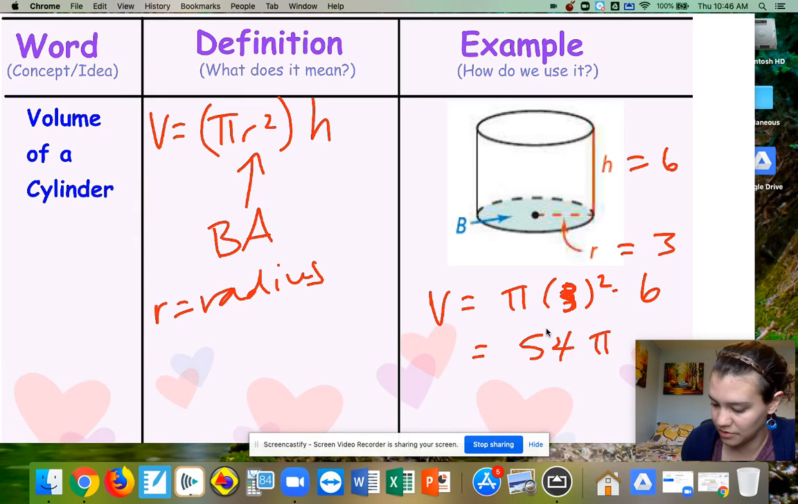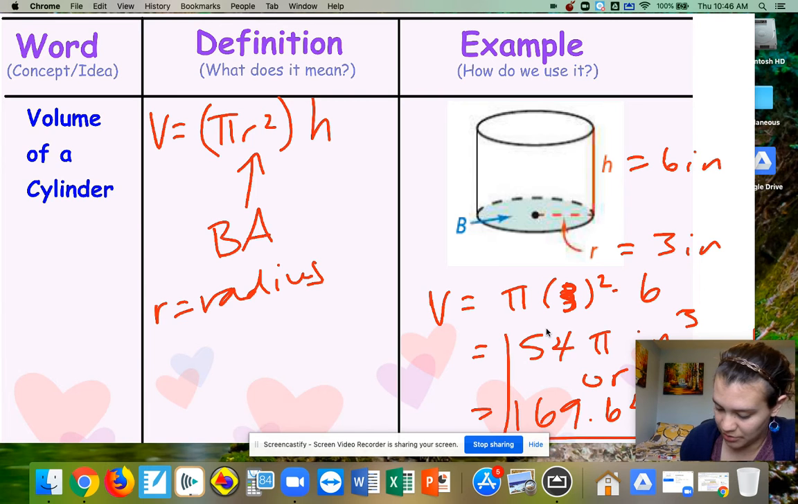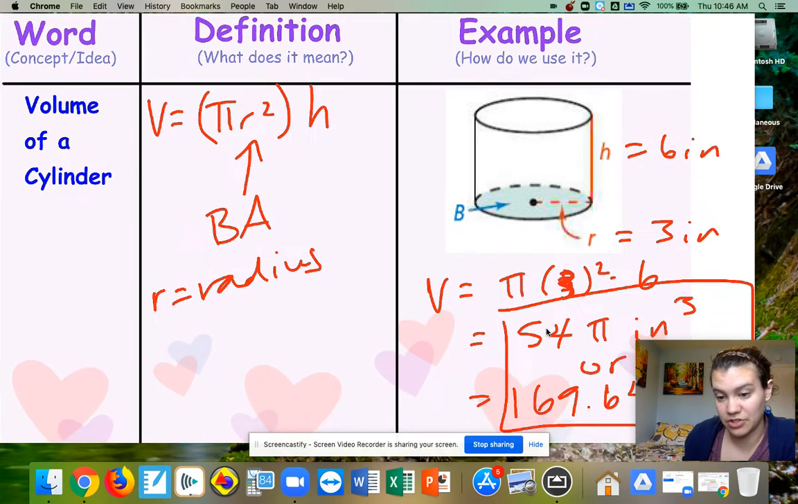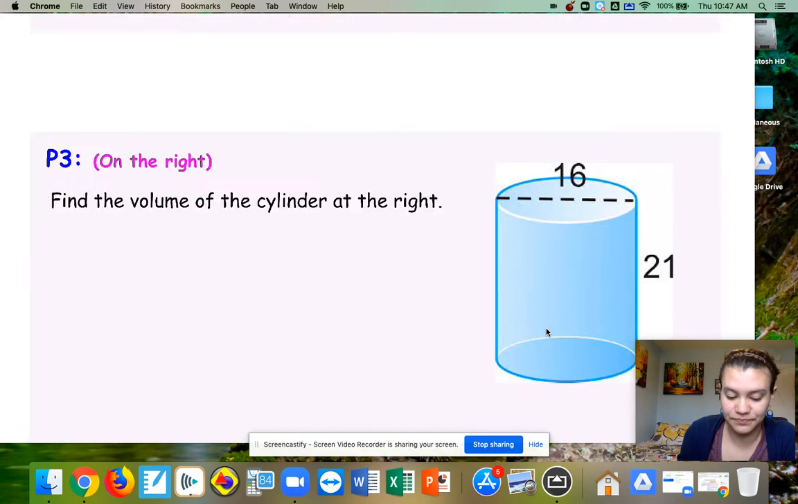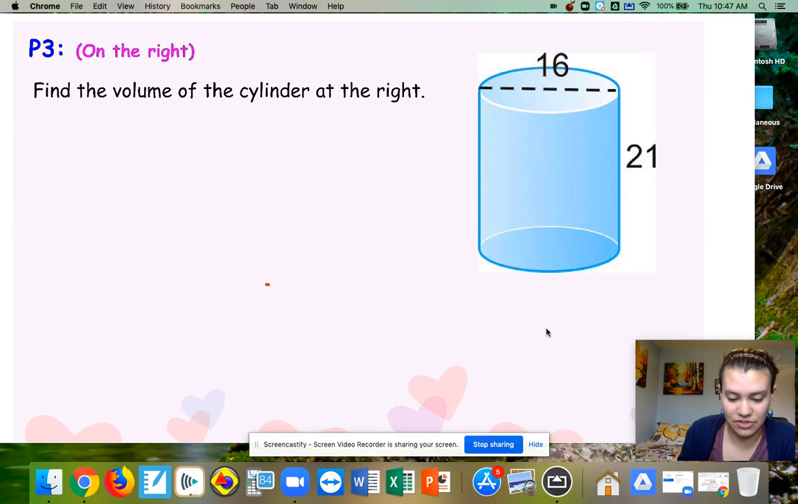Let's say our unit is inches. Inches cubed would be one option, or type it all the way in and get 169.646 inches cubed. And again, it depends on what the question is asking you. So make sure you're looking on Math Excel to figure out what it's asking. Does it want it in terms of pi, or does it want it in terms of decimals? Where does it want it to be rounded to, etc. So one more example, go ahead and try this, and then we'll check.